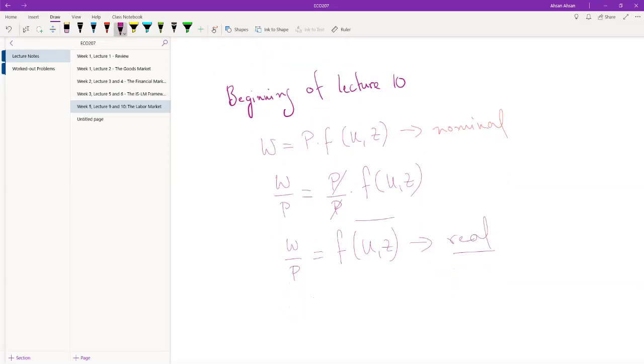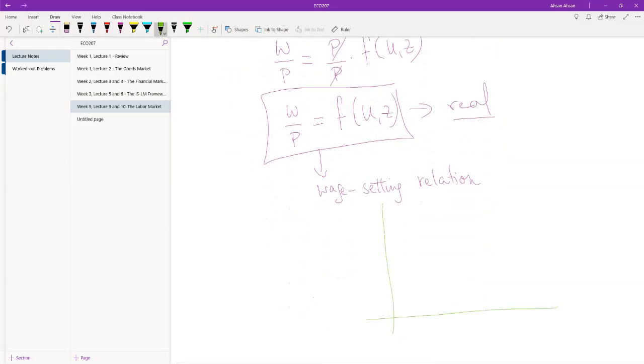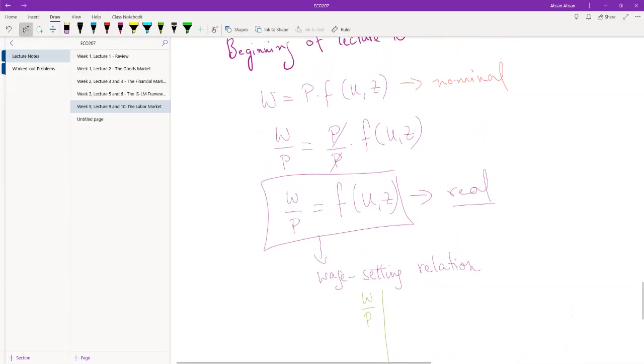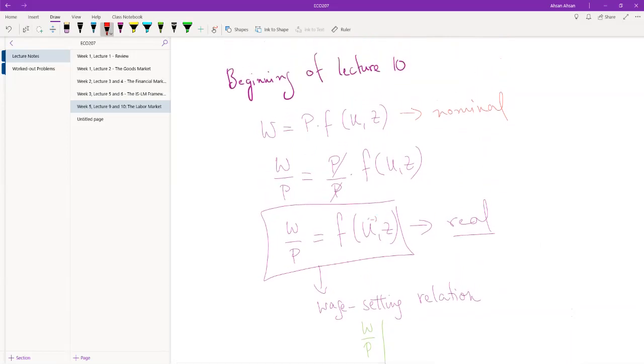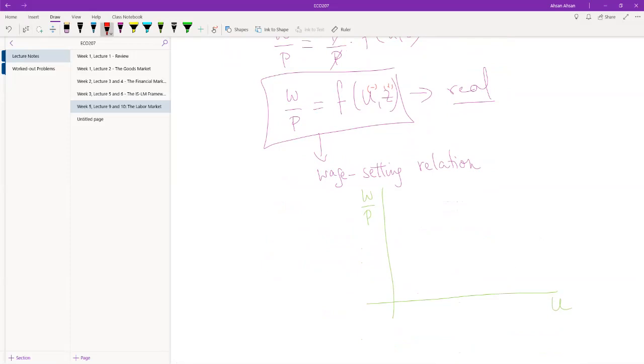This relationship is known as the wage setting relation. Let's try and plot this and see what happens. I have an X and a Y axis. I'm going to put unemployment, U, here, and real wage here. So not just wage, but wage that is adjusted for the price level. What do we know about this equation? We know that the relationship between U and W by P is negative. That means this is our wage setting curve.